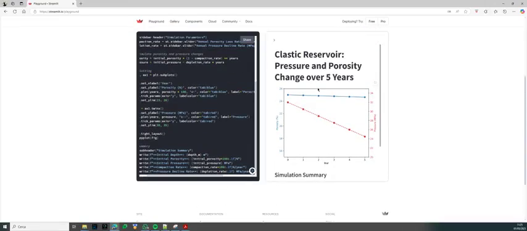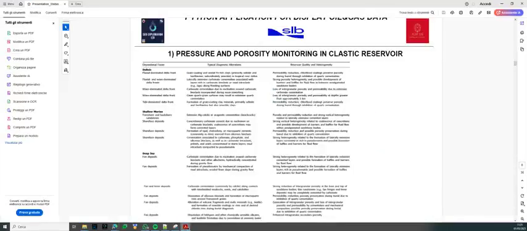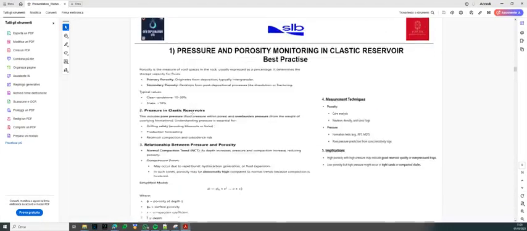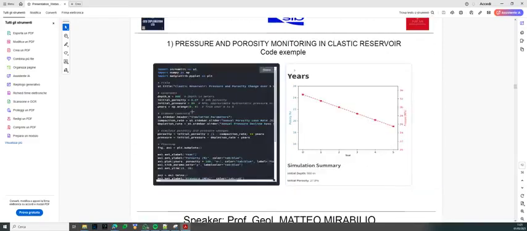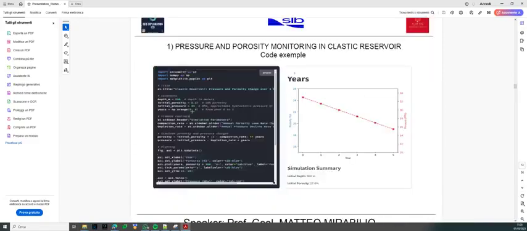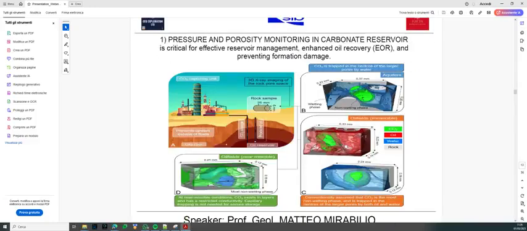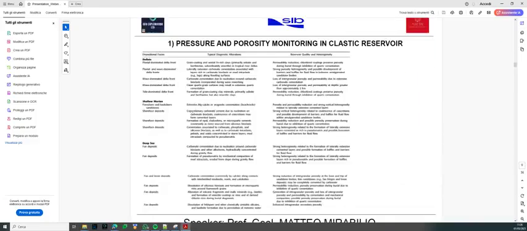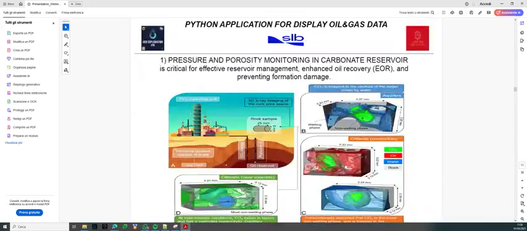We expect the analysis made with logs in clastic facies, and it's a good example of how to use this code to monitor a clastic reservoir in deltaic facies.